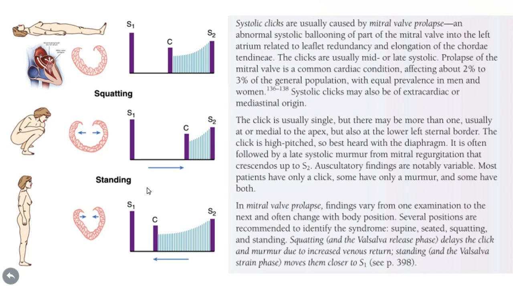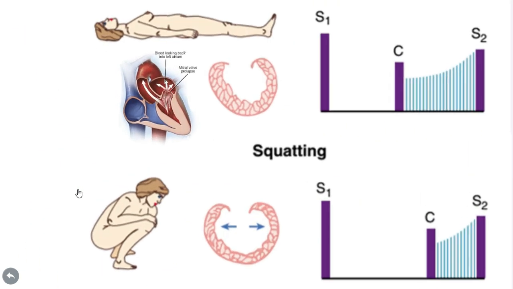Okay, how about a patient with a mitral valve prolapse? There's the systolic click, but this is usually due to abnormal systolic ballooning of the mitral valve into the left atrium, related to elongated chordae tendineae. So usually they have a mid to late systolic murmur. As you can see, it can be influenced by change of position. It's a ballooning of the valve towards the left atrium.